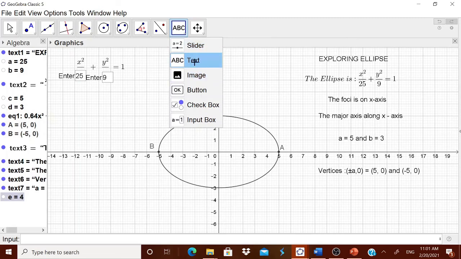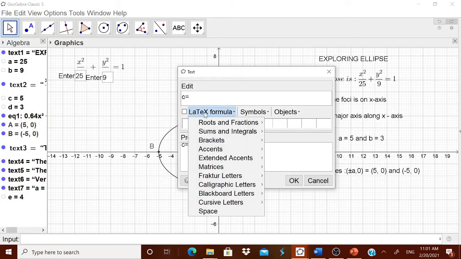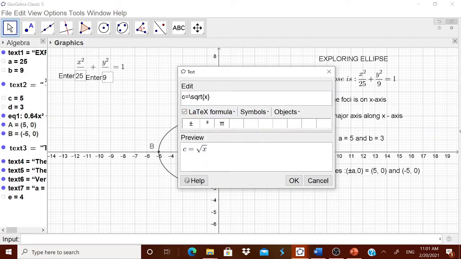Go to this ABC text. For now you type c is equal to LaTeX formula. LaTeX formula is always better. Go for the square root. In that square root you can write a square minus b square.